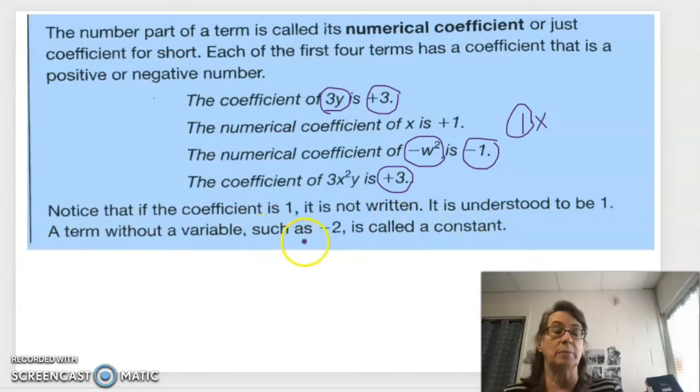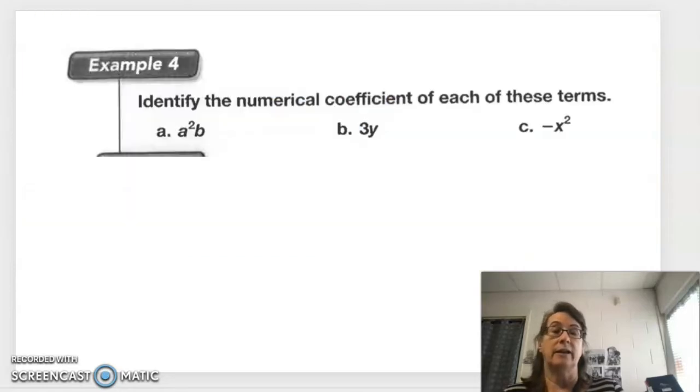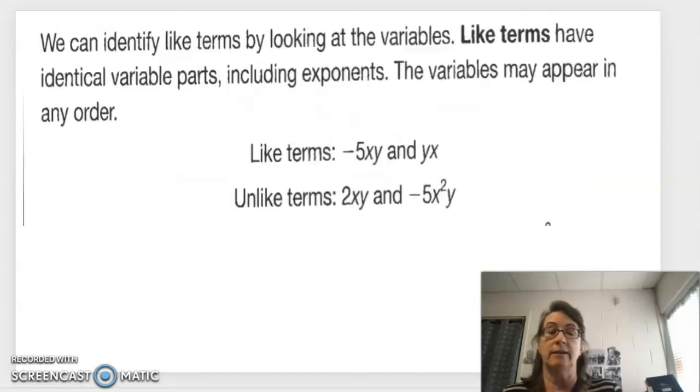A term without a variable, such as negative 2, is called a constant. So in other words, a number without a variable is a constant. And here it just says identify the numerical coefficient of each of these terms. Since there's nothing in front of a squared b, that's just going to be a positive 1. 3y is a positive 3. And negative x squared is a negative 1x squared. And they tell you those there.